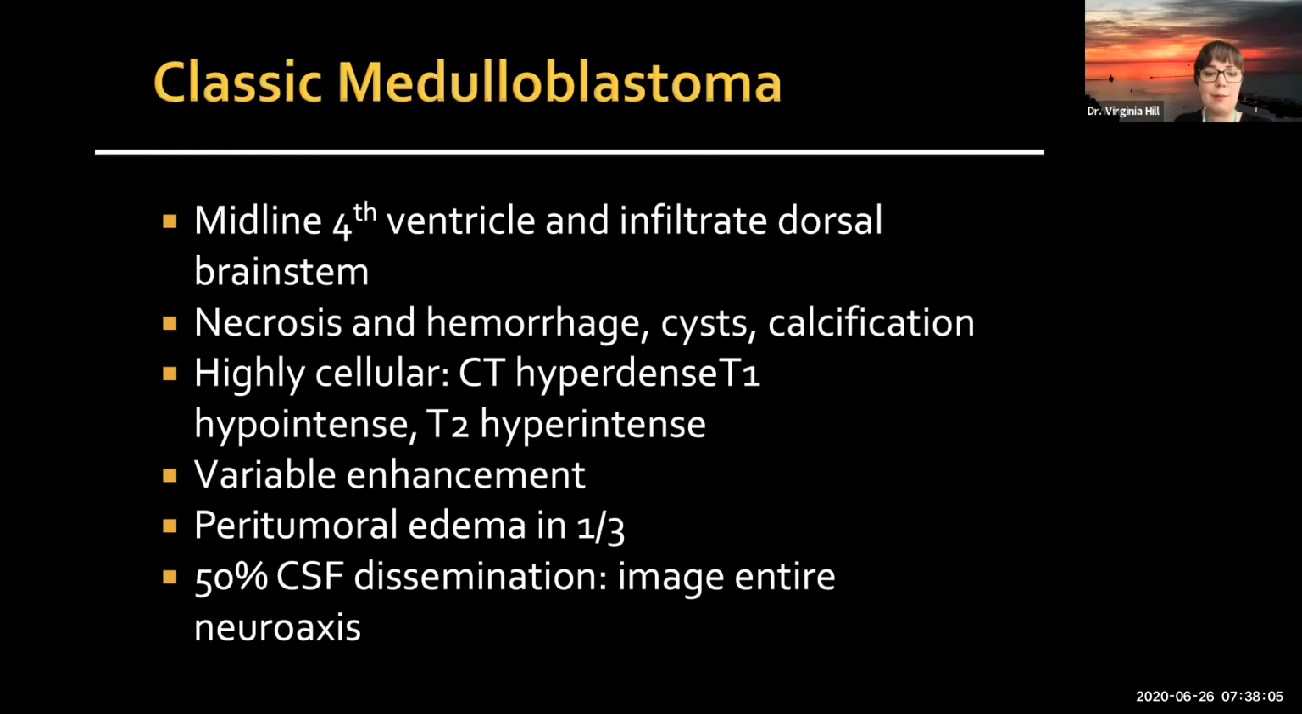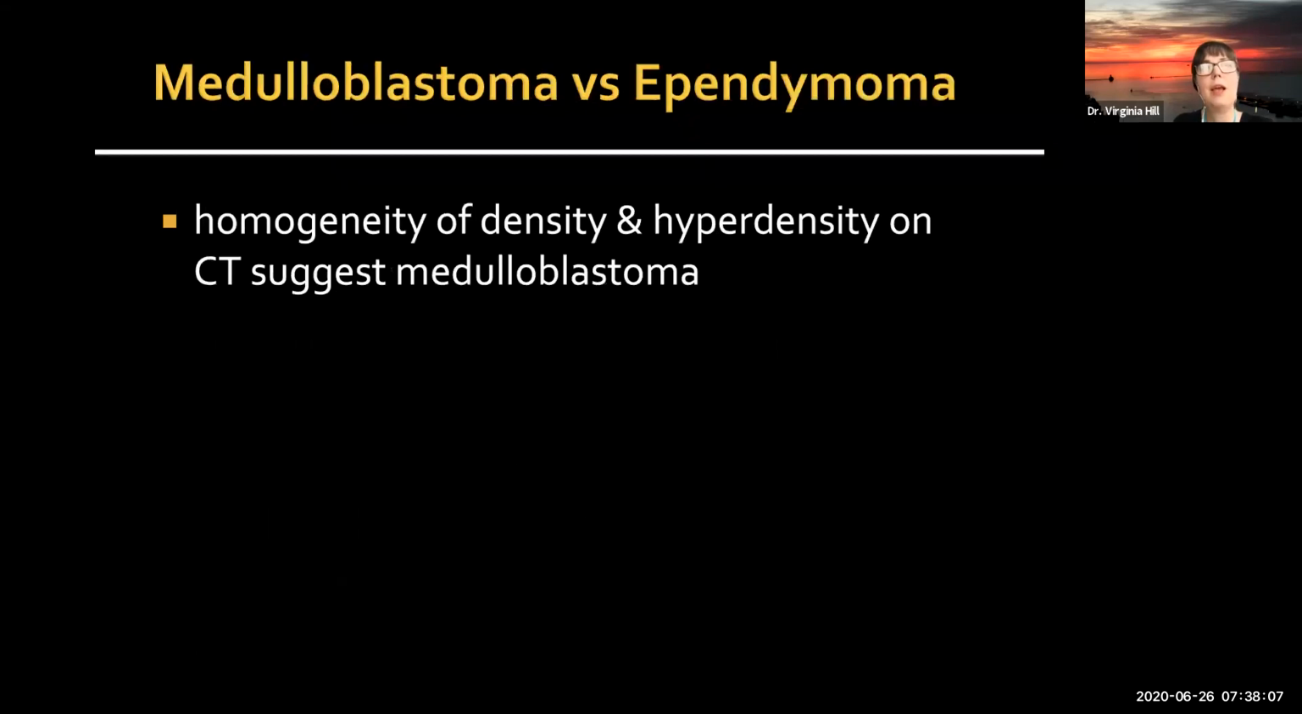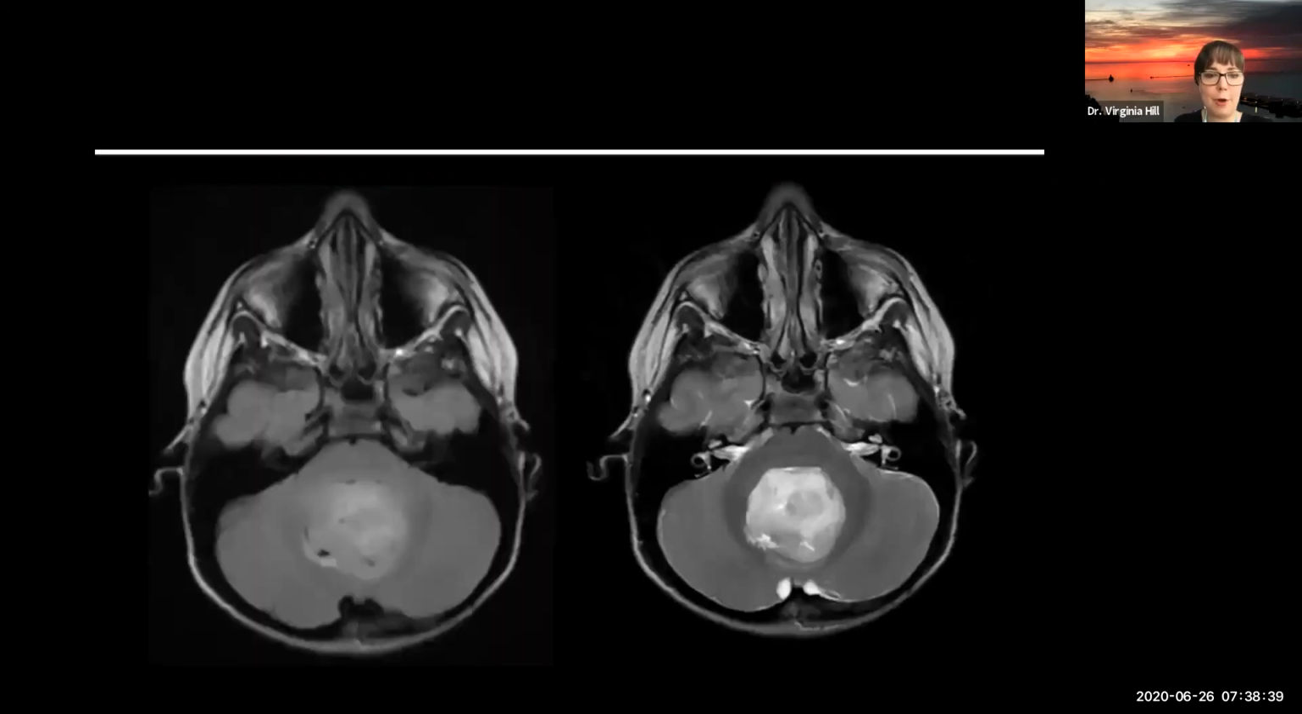So it is very important to image the entire neuroaxis. And also when they recur, they may recur more often distant from the initial site where they arose in the posterior fossa. So that is also pretty scary and something to keep in mind. As you follow them, you have to image the entire neuroaxis. To differentiate medulloblastoma versus ependymoma, it really helps to look at the homogeneity of the density, and the hyperdensity on CT and restricted diffusion really suggests medulloblastoma over ependymoma.